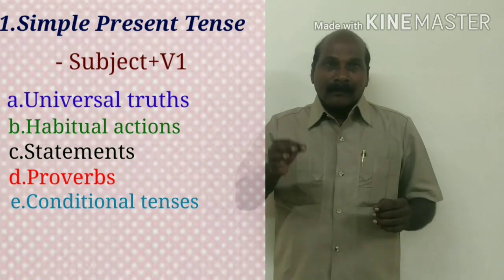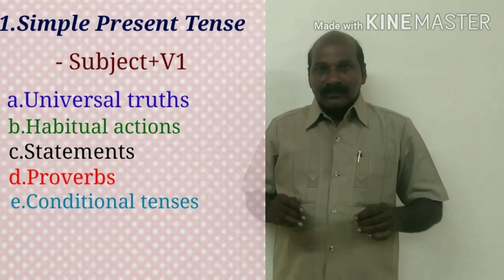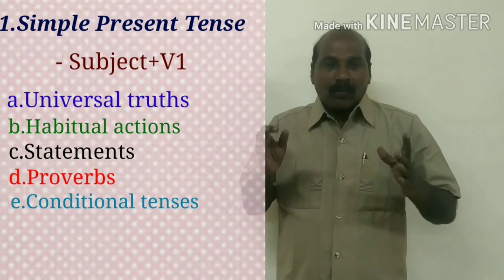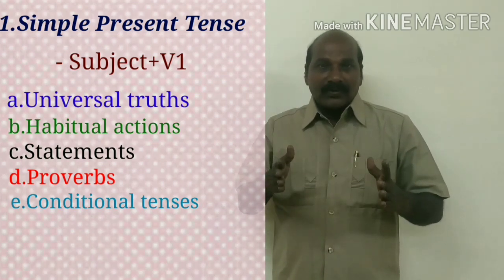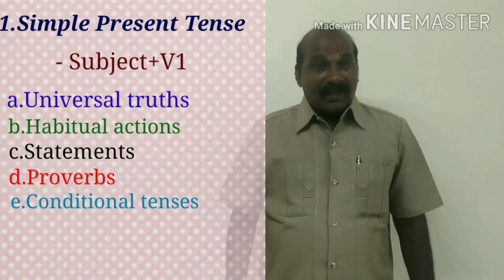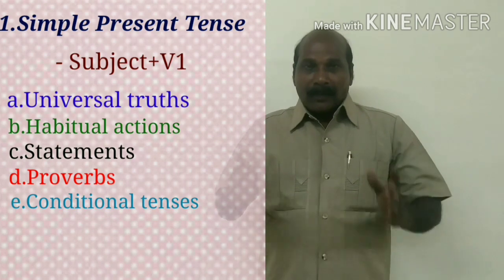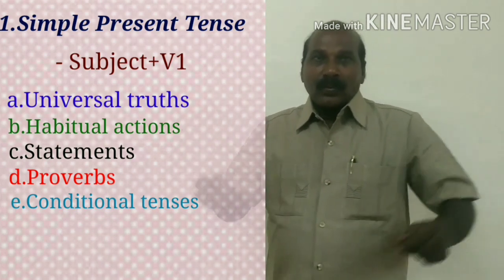For example, all that glitters is not gold. A bad workman quarrels with his tools. Too many cooks spoil the broth. A rolling stone gathers no moss. Practice makes man perfect. Like that we use.